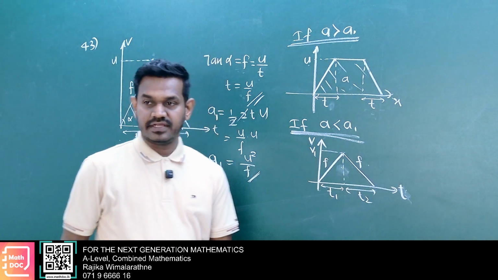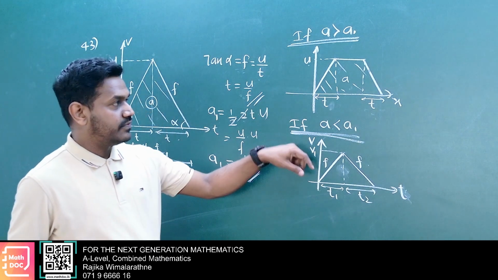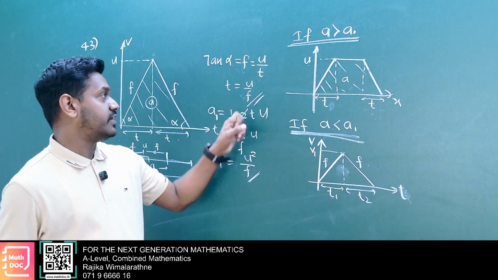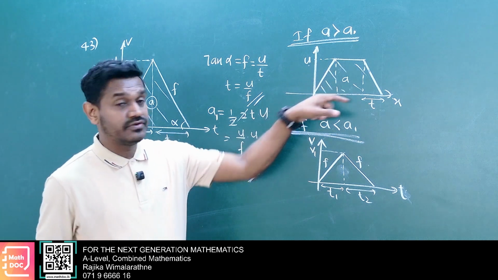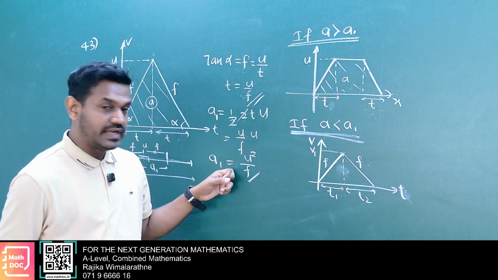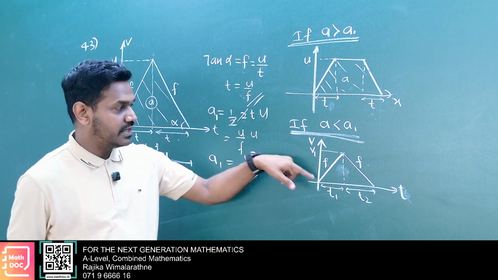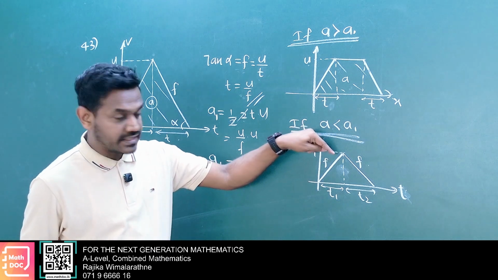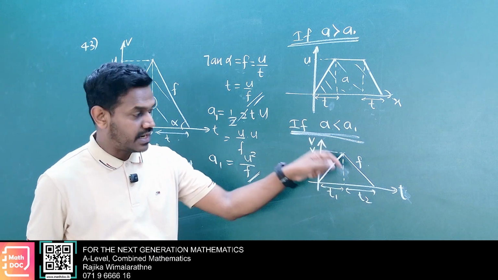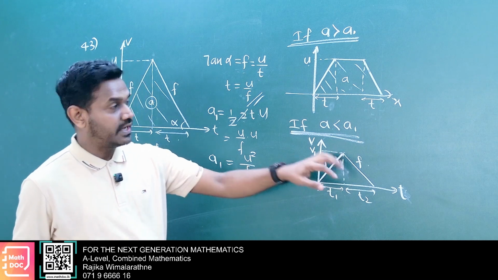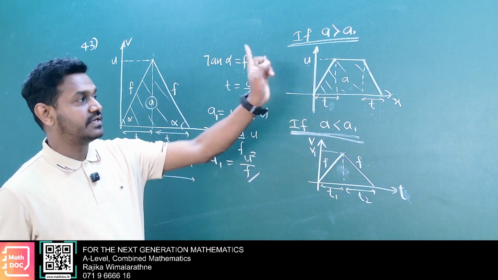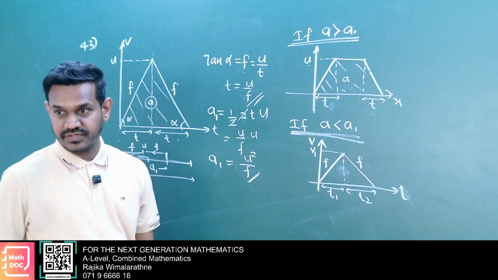Okay, now identify: when the value of a is greater than u squared over f, it has to maintain uniform velocity. If the value of a is less than u squared over f, then it can accelerate, then retard, but it can't reach velocity u, no? Okay, now for these two cases you find different times. Okay, continue now.